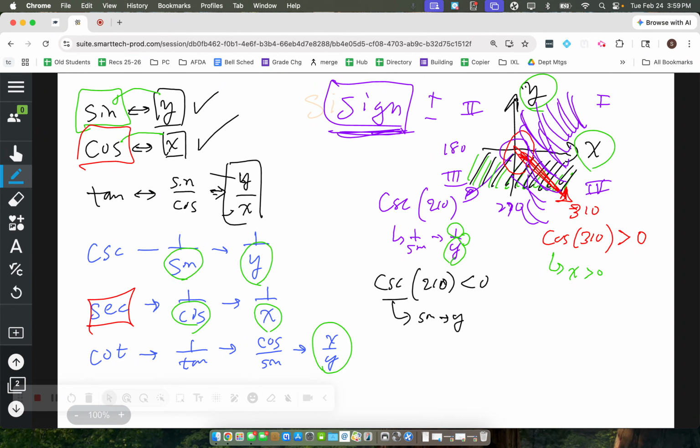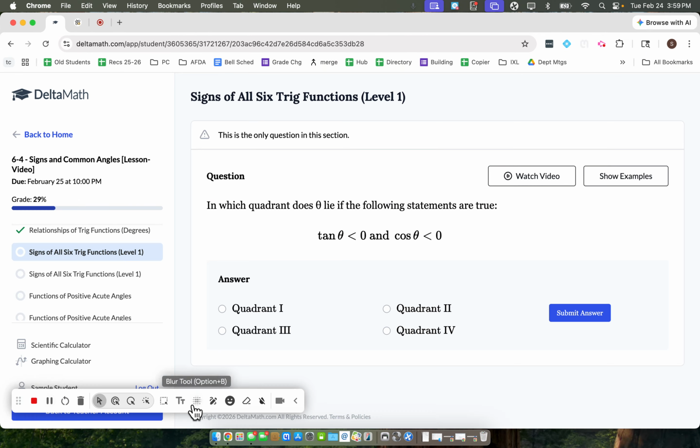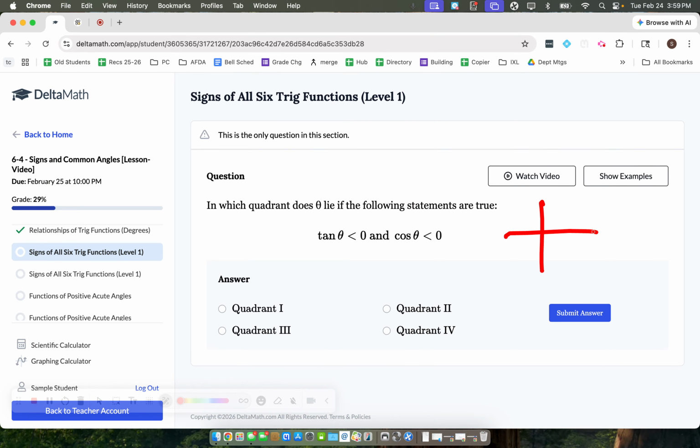So cosine is positive in quadrants 1 and 4, right? So this is the translation to the coordinate plane. All right, so let's go back to Delta Math. Where is tan negative and where is cosine also negative? What quadrant are they? Is this for where these are both true?